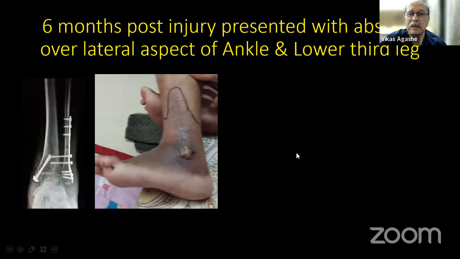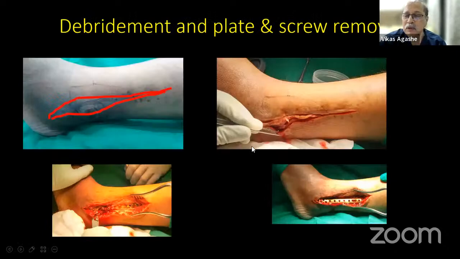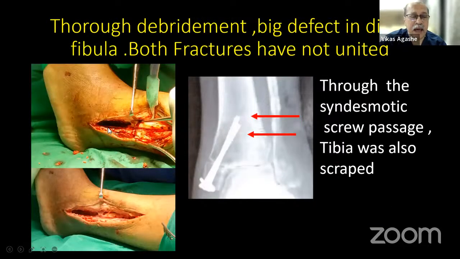Unfortunately, after 3 months, he developed infection. When he presented to me, there was an abscess on the lateral aspect of the ankle. This is the area marked by the patient, where the local temperature is high. So I just excised this. The plate was loose, so I took out the plate. You can see the large amount of bone that had to be removed, and I have scraped through the loose or widened holes of the syndesmotic screws.